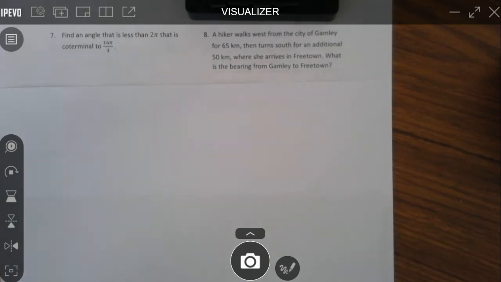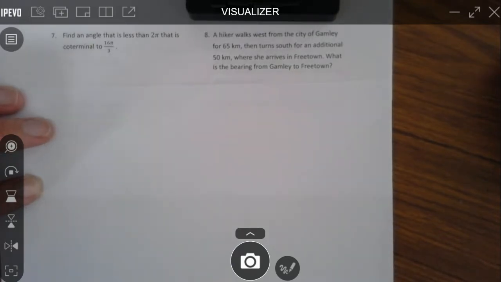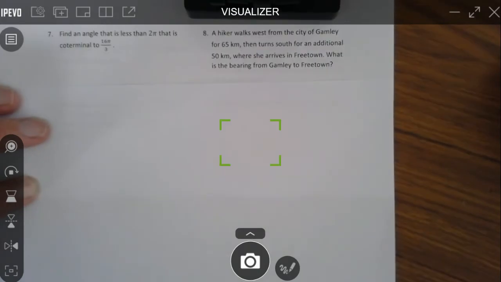So we're going to look at number 8 from the review puzzle for the Unit 1 assessment, and we're going to talk about how to find a bearing. A hiker walks west from the city of Gamley for 65 kilometers, then turns south for an additional 50 kilometers, where she arrives in Freetown. What is the bearing from Gamley to Freetown?